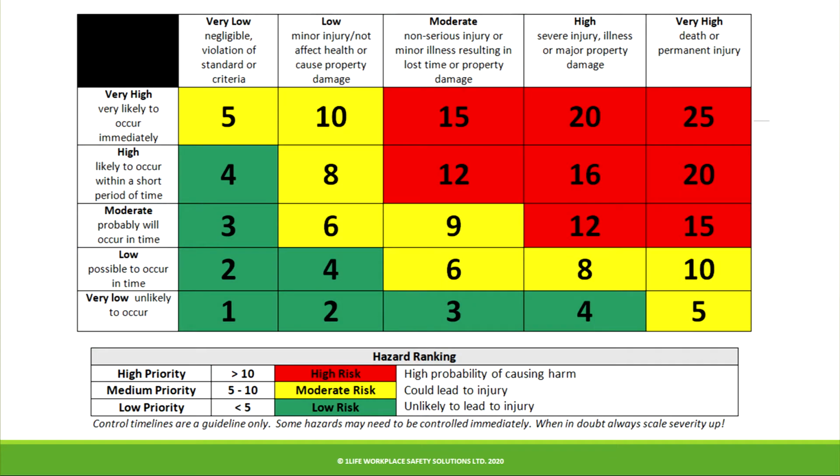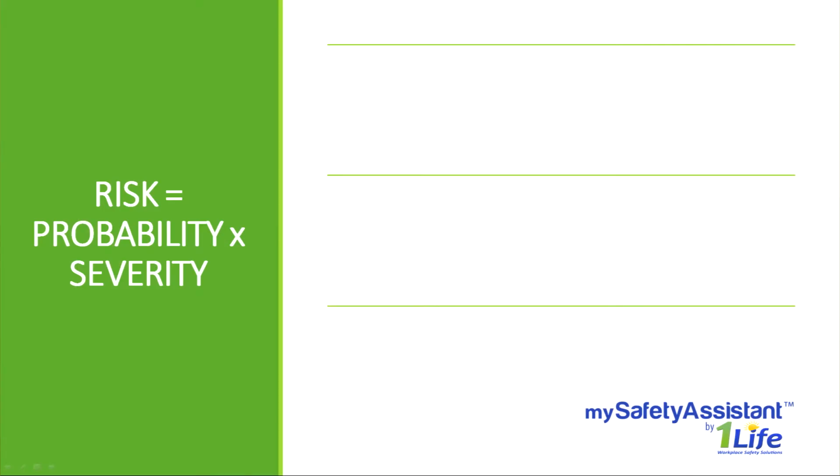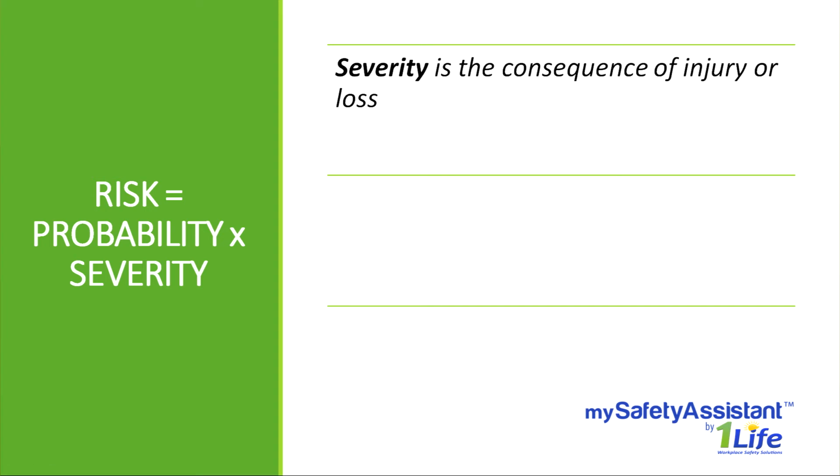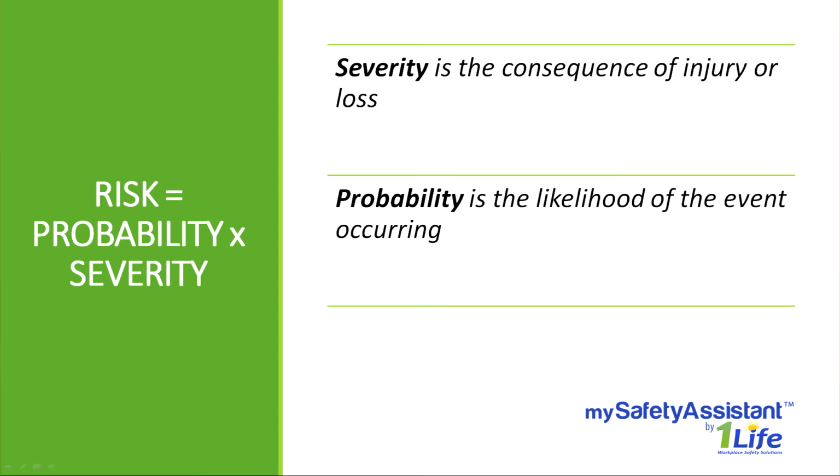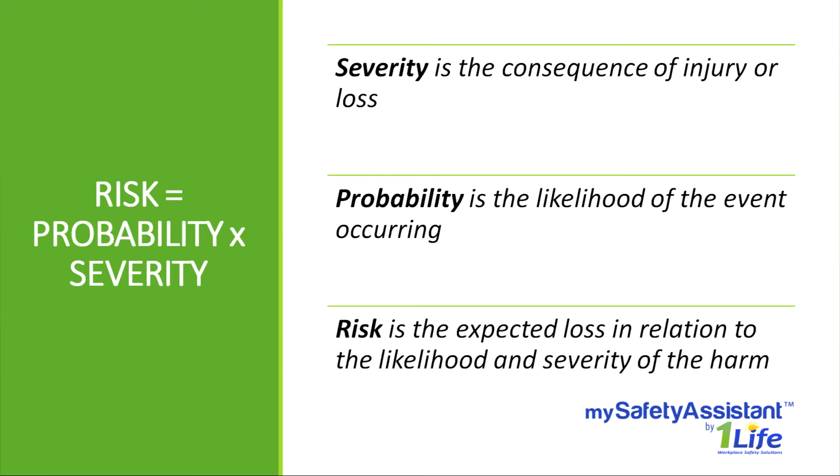We do that through our risk ranking matrix. Typically, risk is a function of probability times severity. Severity is the consequence of the injury or loss, while probability is the likelihood of the event actually occurring. And risk is the expected loss in relation to the likelihood and the severity of the harm.